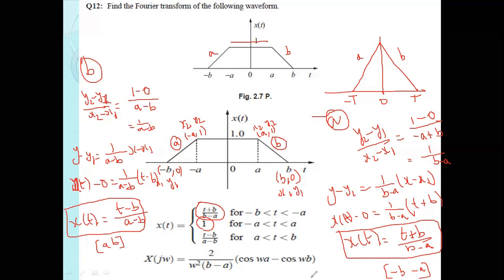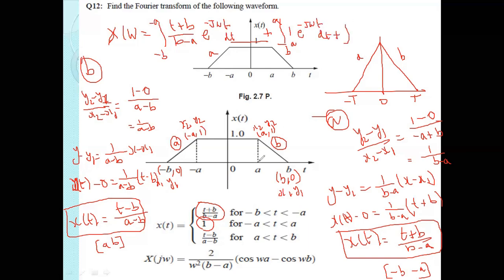Now find the Fourier transformation of the given function, with x of t equal to (t plus b) by (b minus a). Let us take the integral value as X of omega, equal to the first integral. Now I take minus b to minus a. What is the x of t? (T plus b) by (b minus a) into e power minus j omega t dt. Plus the integral from minus a to plus a, where x of t is equal to 1, into e power minus j omega t dt.